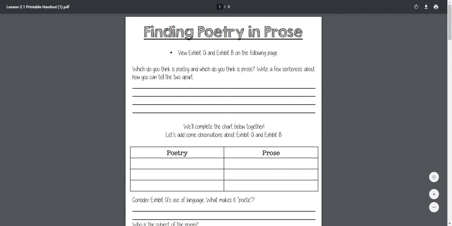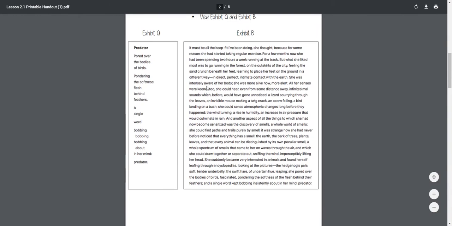All right, here we go. So the first thing that we are going to do when we're looking at this sheet is we are going to view what is Exhibit A and Exhibit B on the following page. Exhibit A and Exhibit B are here. Here is A, here is B. Now, at a quick glance, without reading anything, I'm pretty sure that you could locate and identify which one is going to be the poem and which one is going to be prose.